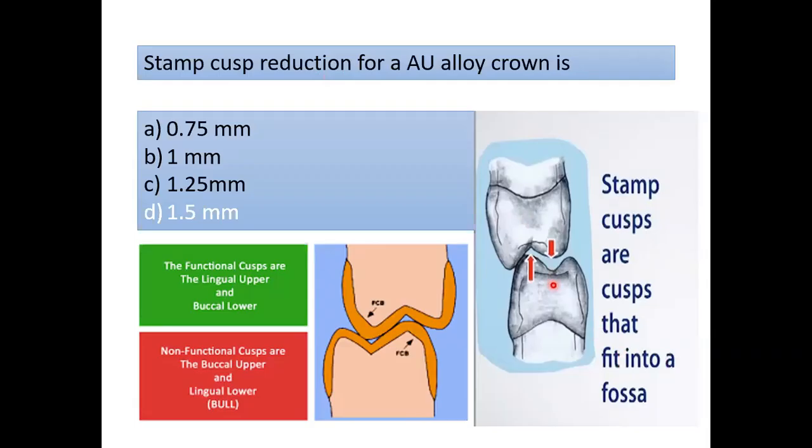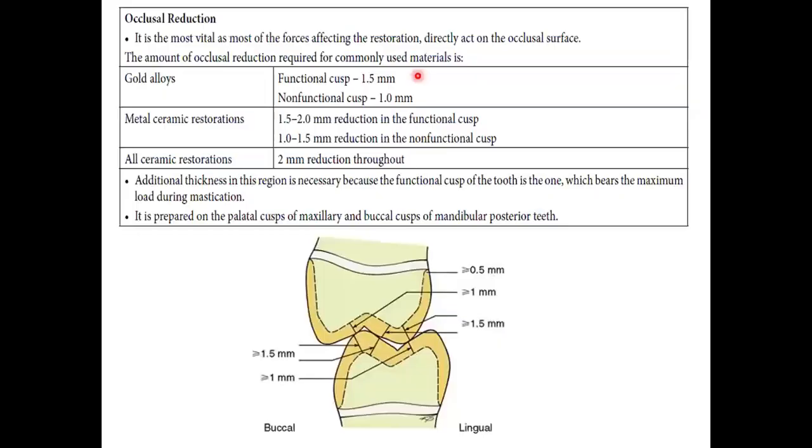When you see here, your maxillary palatal cusp is your functional cusp or stamp cusp. Your mandibular buccal cusp is your functional cusp or stamp cusp. So the functional cusps are the upper lingual cusp and the lower buccal cusp. Your non-functional cusps are the upper buccal cusp and the lower lingual cusp. So the two key points here are the stamp cusp reduction, that is the functional cusp reduction, and the type of crown you are planning to give. Here you are planning to give a gold alloy crown. So how much should I prepare ideally?